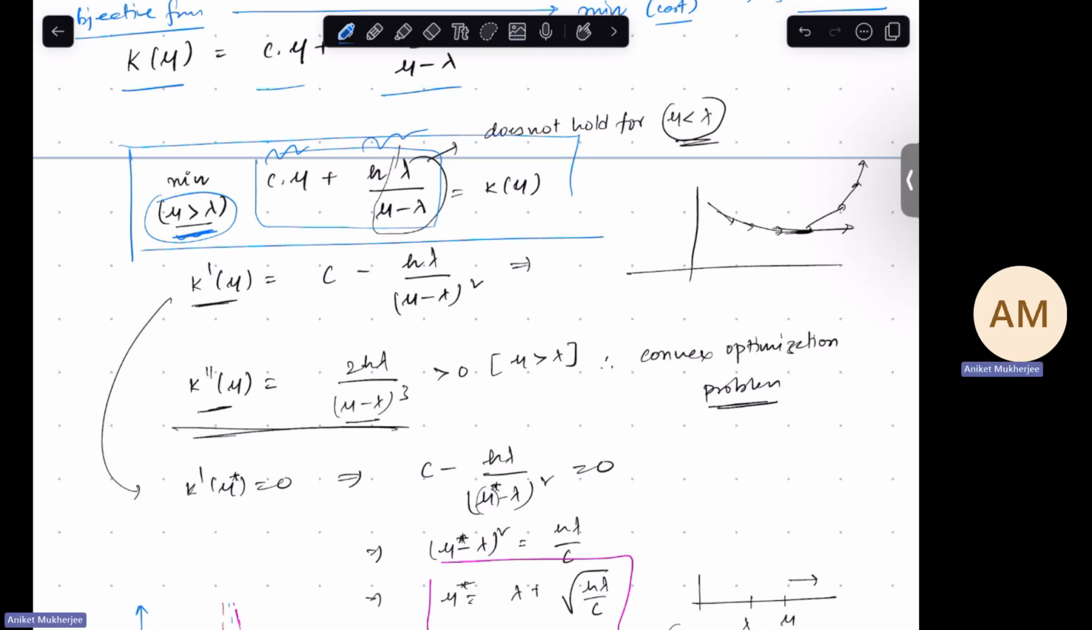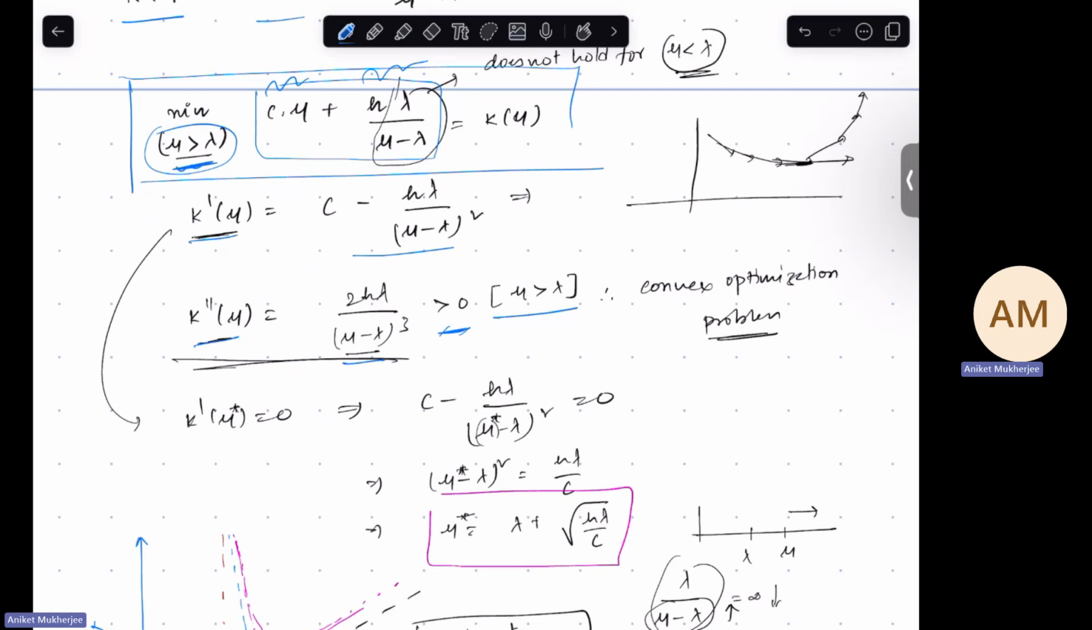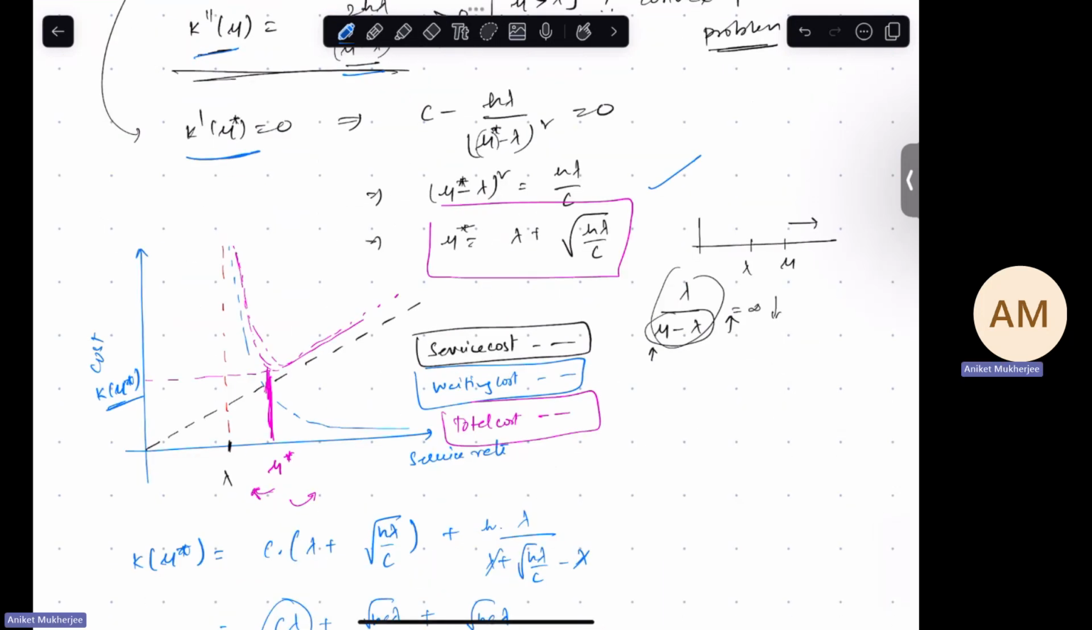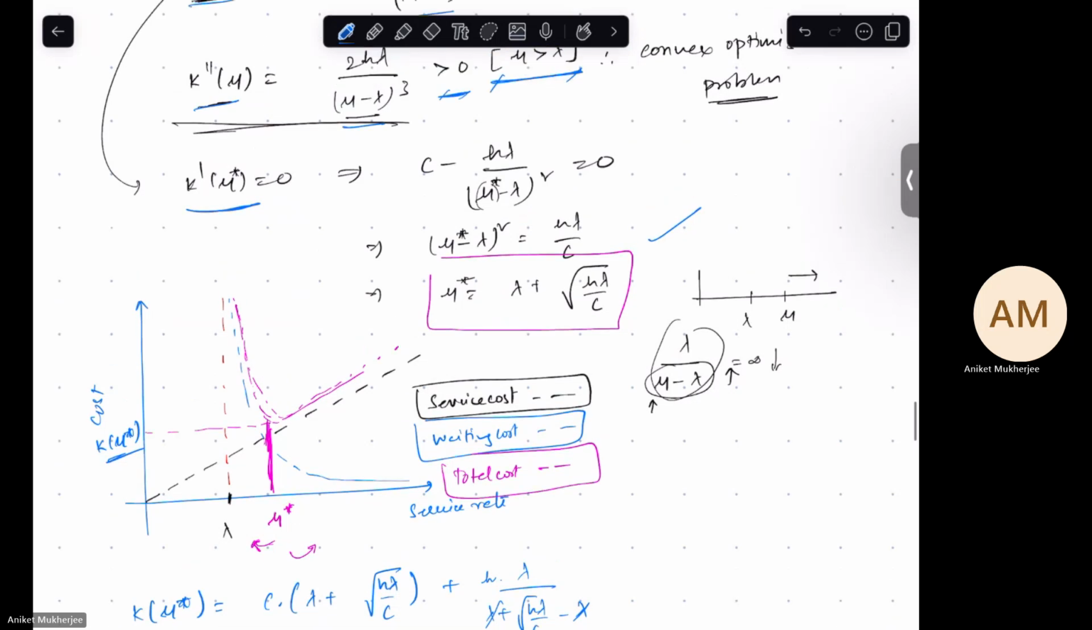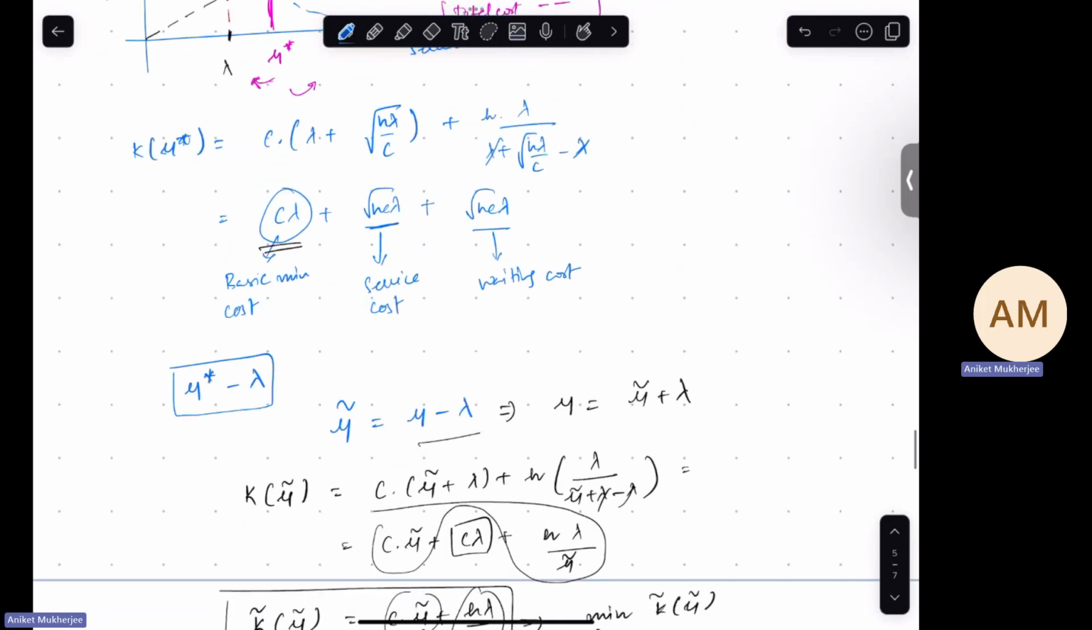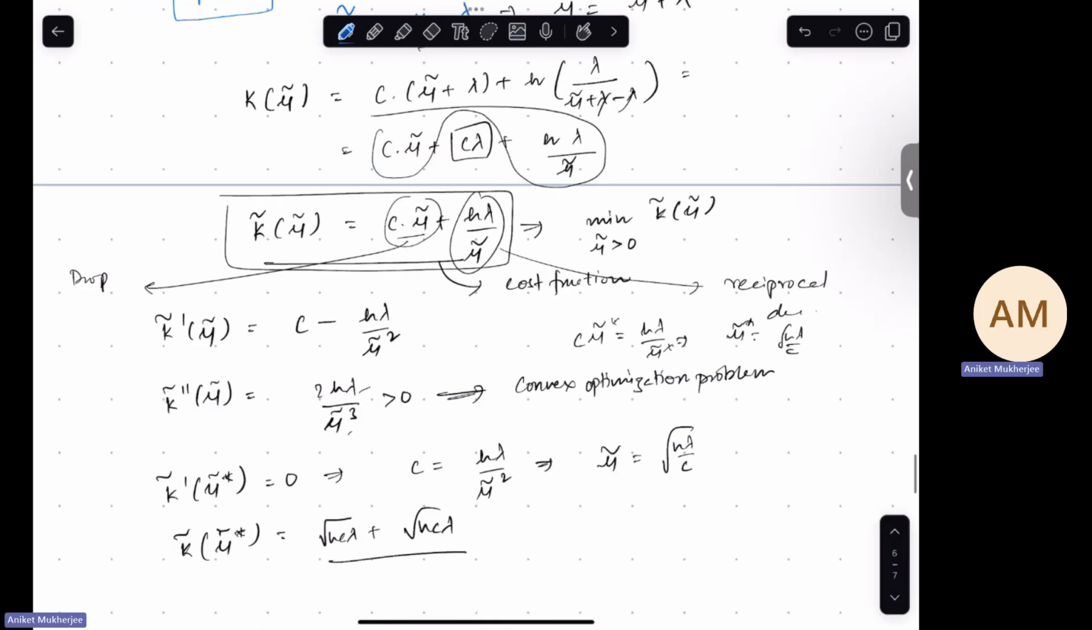differentiate this with respect to mu one time and we get this. Then we differentiate it again with respect to mu, and we see that this is greater than or equal to 0 if mu is greater than lambda. So in this constraint set, this function is a convex function. To find the optimal, we set K prime of mu star equal to 0, and we get the mu star. We saw how this varies and what is the optimal K star, the basic minimum cost that we pay, with the service cost and the waiting cost.